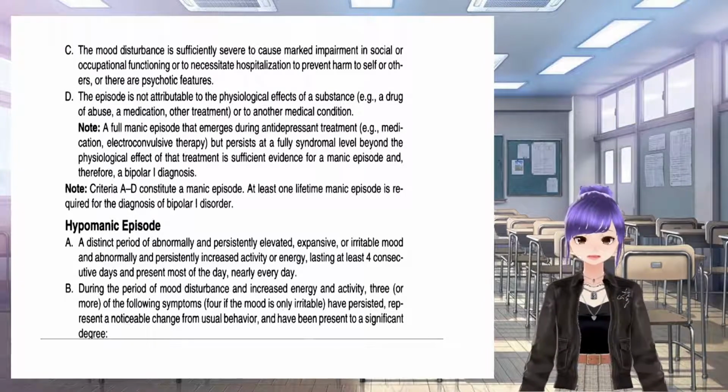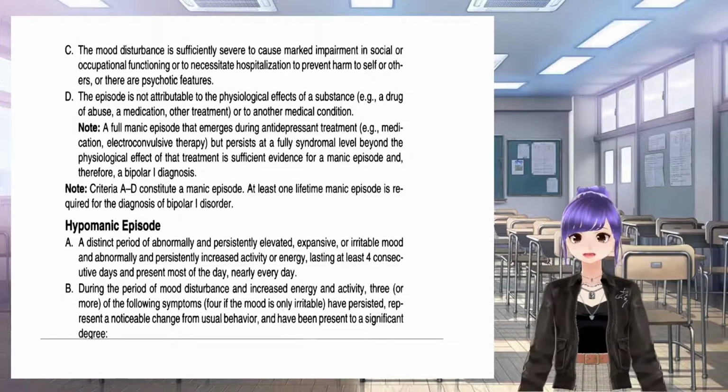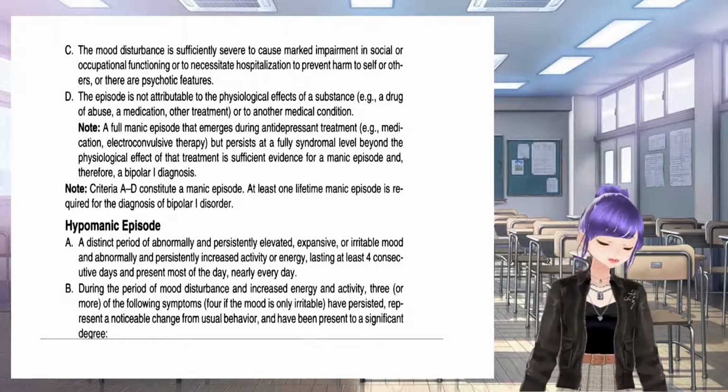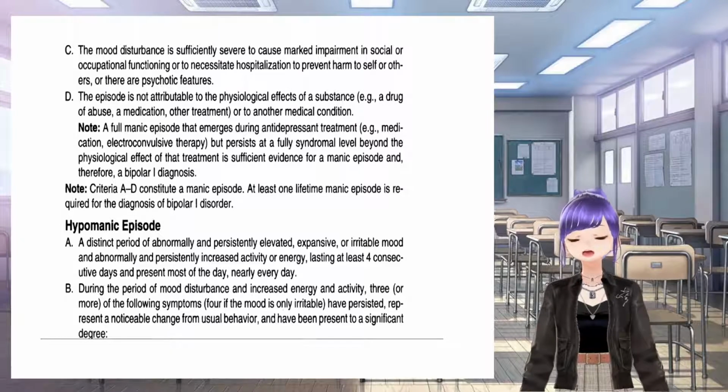And of course, letter D is the substance use clause. So in here, at least one lifetime of a manic episode is required for the diagnosis of bipolar 1 disorder. So, once you check all the boxes for a manic episode, immediately the diagnosis will be bipolar 1. So, what is a hypomanic episode?